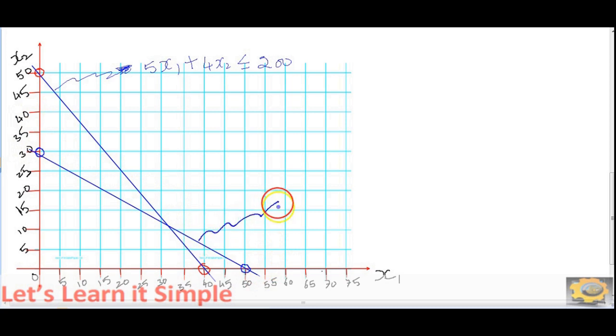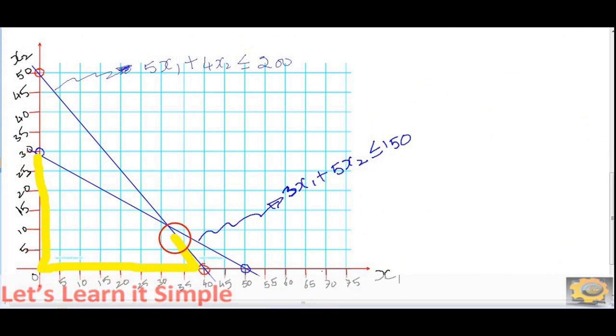Now, this is the equation 3x1 plus 5x2 less than or equal to 150. So, if you take the constraint 1 and 2 put together, now the solution space is like this. So, this is the common area which is bound by the yellow shade. So, this is the common area which is called as a solution space if you consider only the first two constraints.